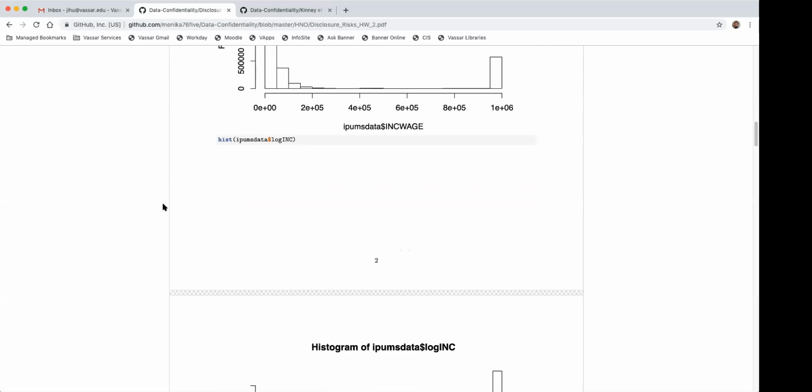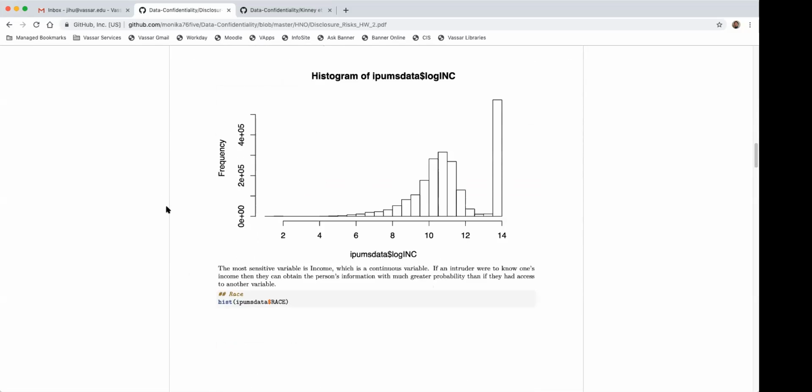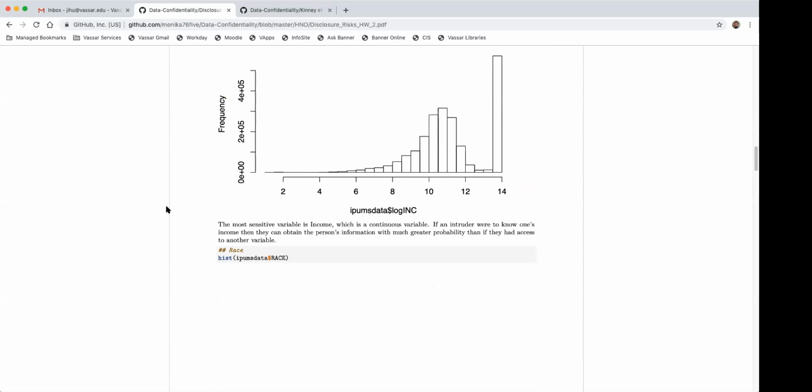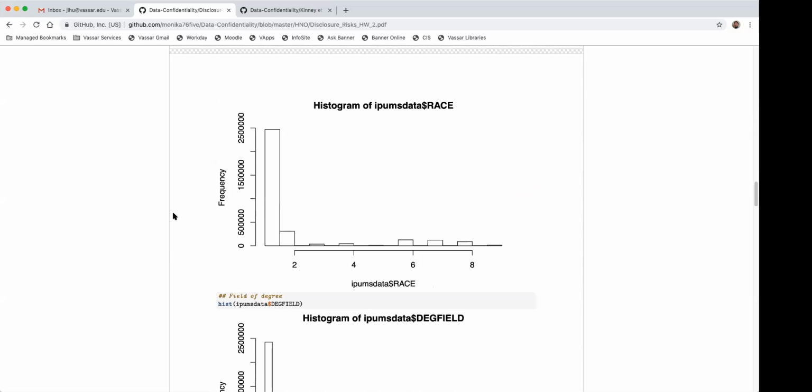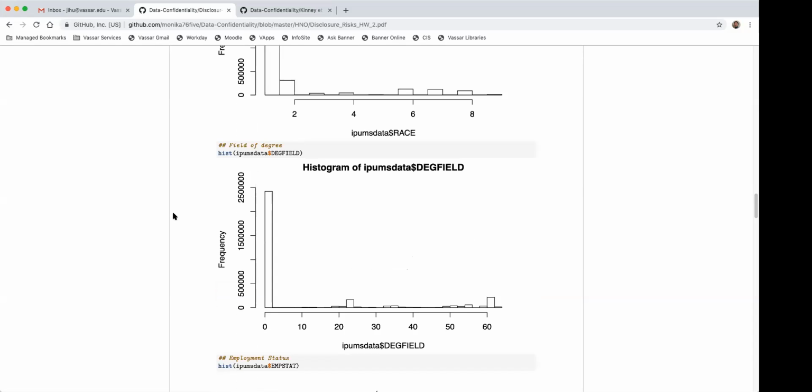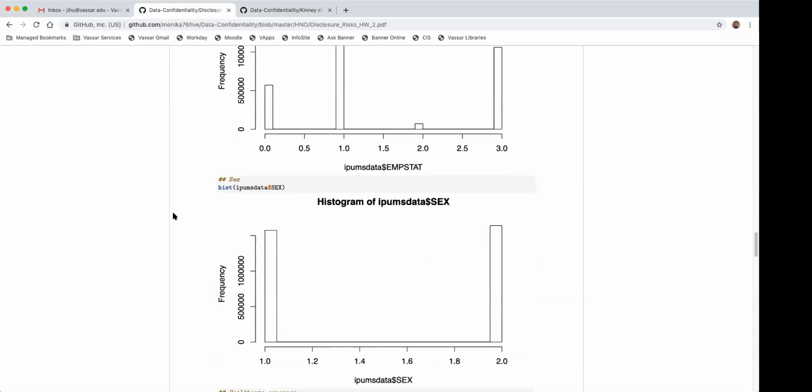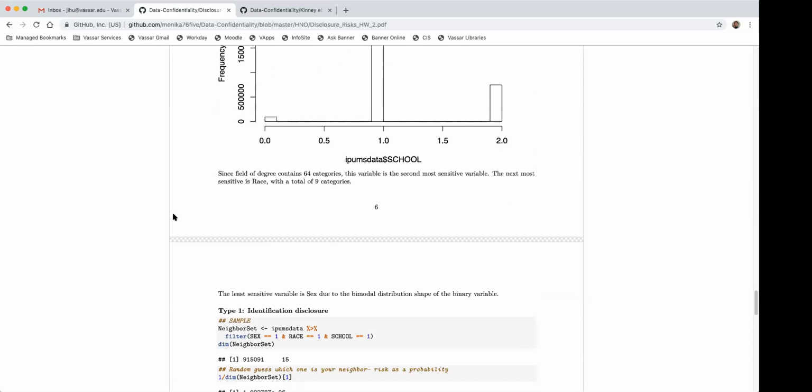I explained that compared to the other variables, race would be the second most sensitive. I just plotted the distribution of race against each variable after, and I just go through each one.